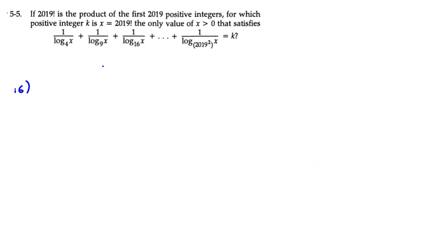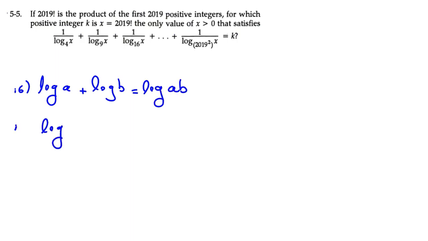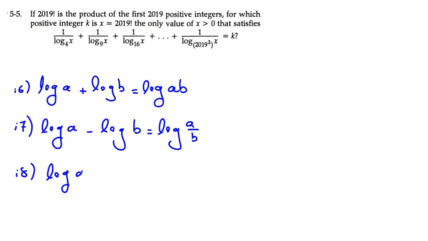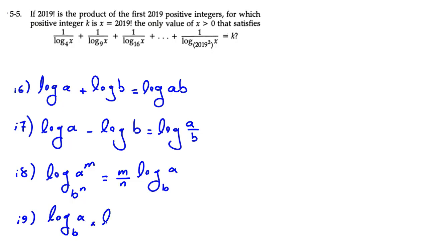Idea number 6 is, for example, when you have log a plus log b with the same base, it is equal to log ab. Idea 7: log a minus log b is log a over b. Idea 8: log base b to the n of a to the m is m over n times log base b of a. And idea 9: log base b of a times log base a of c equals log base b of c, where a and a cancel.